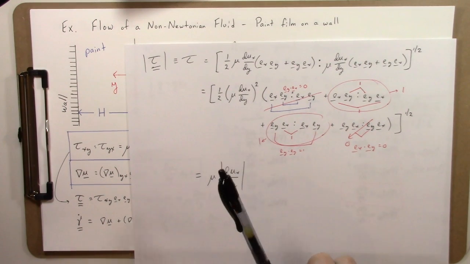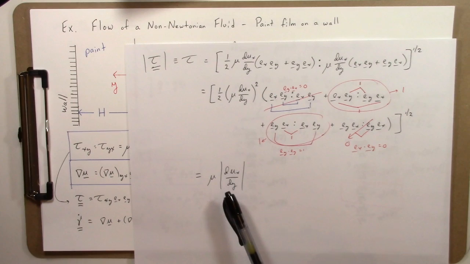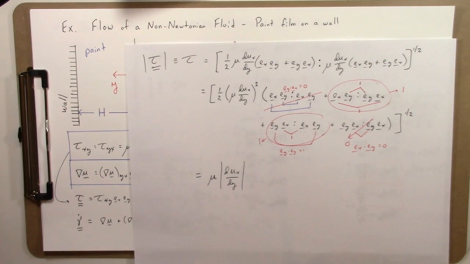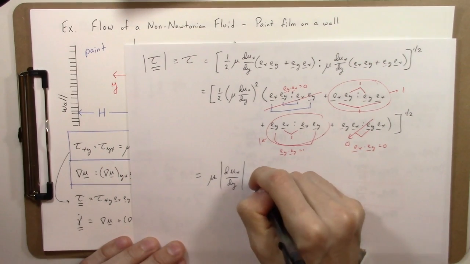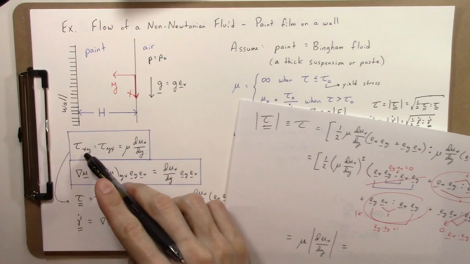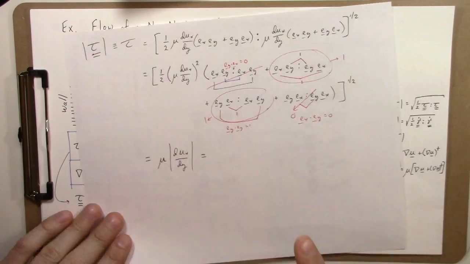but the magnitude of something has to be a positive quantity. And so we want to ensure that the square root gives us the positive values. We take absolute values on top of this. And we see this is exactly the same mu dux dy. That's simply the absolute value of tau xy or tau yx.